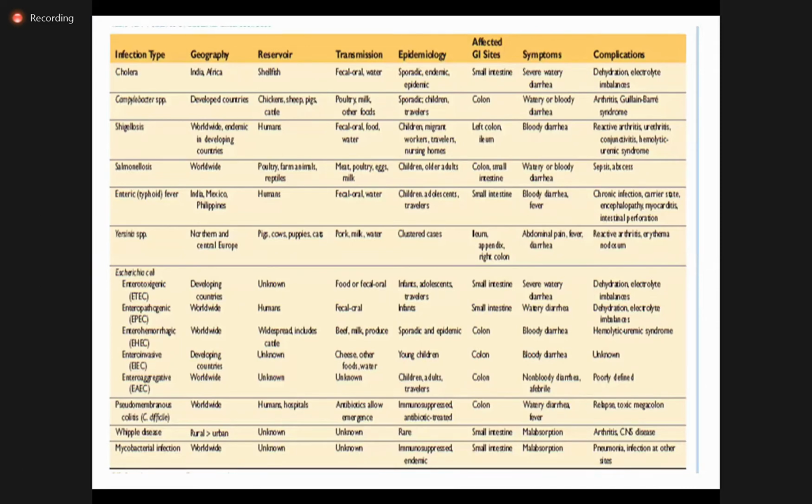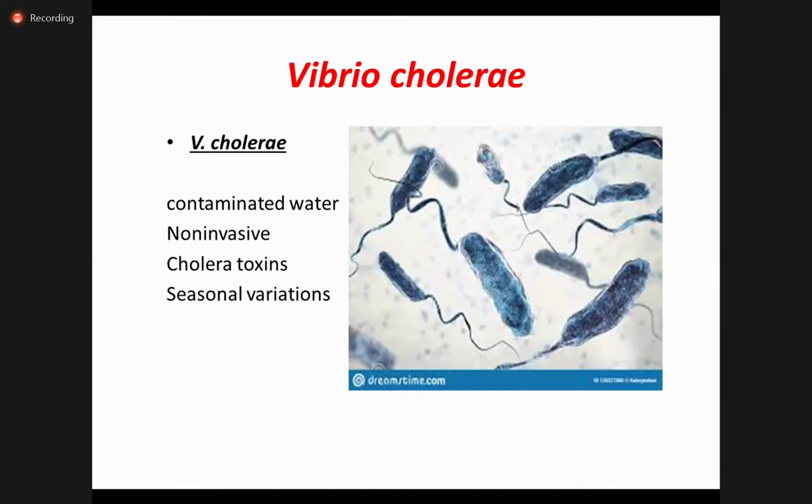Vibrio cholerae. Vibrio cholerae is one of the most important pathogens that causes diarrhea, and the most pathognomonic feature of Vibrio cholerae is causing rice water stools. The consistency of the diarrhea is like rice water. It is associated with the intake of contaminated water. It is non-invasive. Usually Vibrio cholerae is associated with the acute conditions of diarrhea, right?